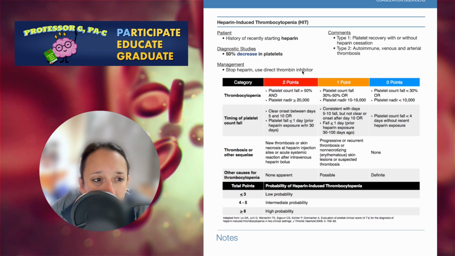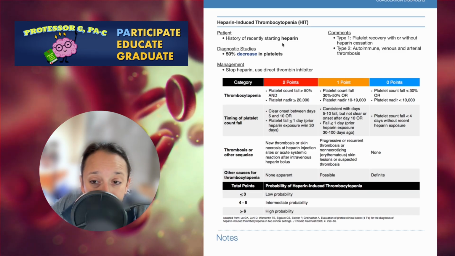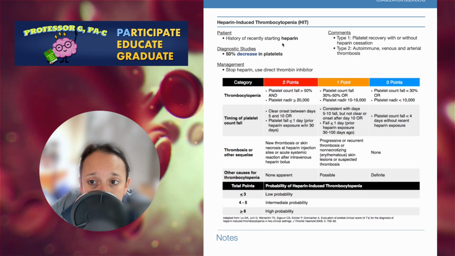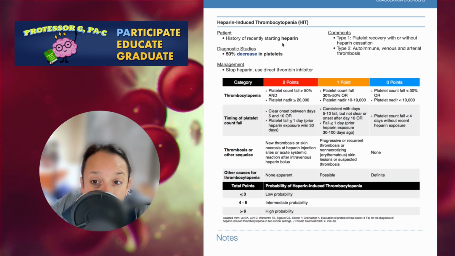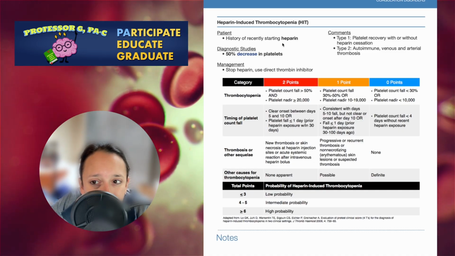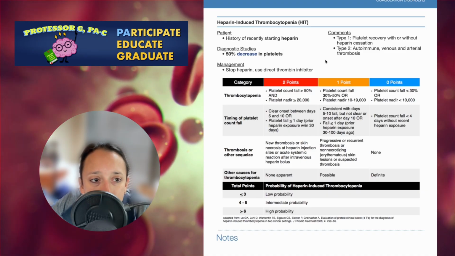It can occur after recently starting heparin. And so instead of causing bleeding like other thrombocytopenias that we've seen, HIT actually causes clotting, and it makes it pretty dangerous when it comes to drug reactions in medicine.